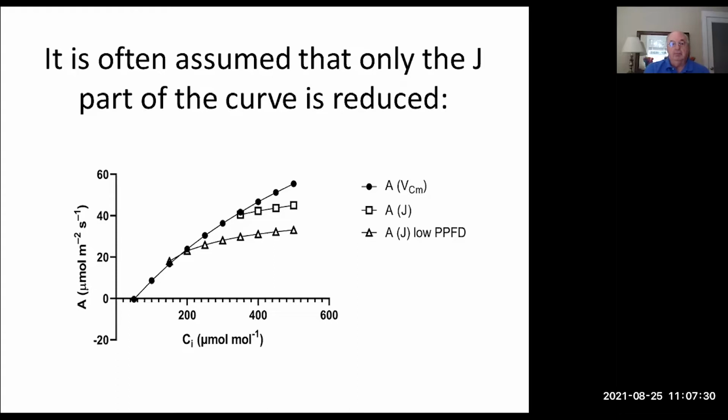The same curve as we saw before, but we've just added one more curve, which is assimilation when it's electron transport limited at a lower photosynthetic photon flux density. So that's the open triangles. So you can see that the stimulation in assimilation rate as you go up in Ci just flattens out at lower PPFD. So this is what modelers tend to assume is what happens in the real world.